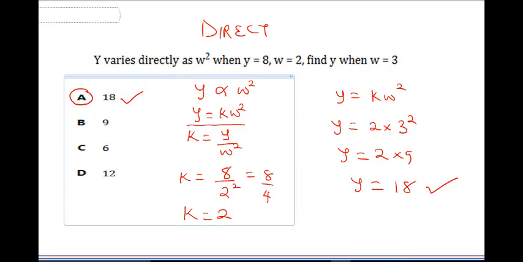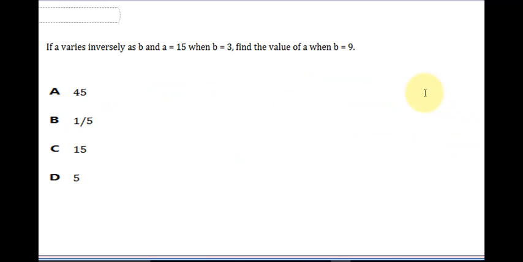Now the second question we are going to be solving is actually the inverse. Now you call it the inverse variation, or you call it what? The indirect. So now this is just the opposite of the direct variation. Now it says if a varies inversely as b and a is equal to 15 when b is equal to 3, find the value of a when b is equal to 9.